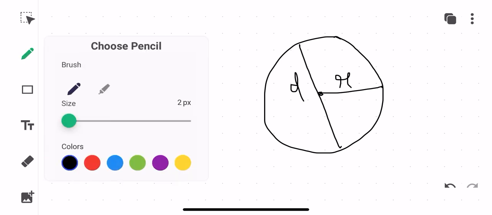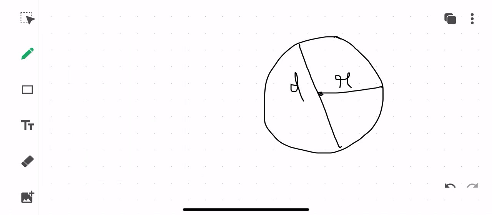Before that, you must know what circumference is. Circumference is this particular outer lining of the circle. The perimeter of the circle is called the circumference. Okay, so this is going to be called the circumference. Now if you move to the next thing, that is a chord.